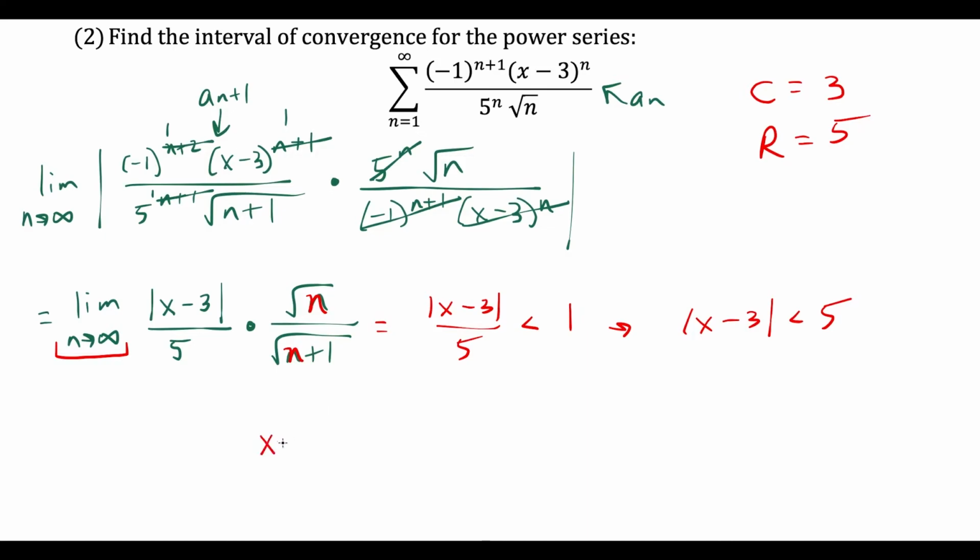So now we could say x minus 3 is between negative 5 and 5. And now just add 3 to all three sides. And this is going to give us negative 2 is less than x, which is less than 8. But now we have to check out the endpoints.